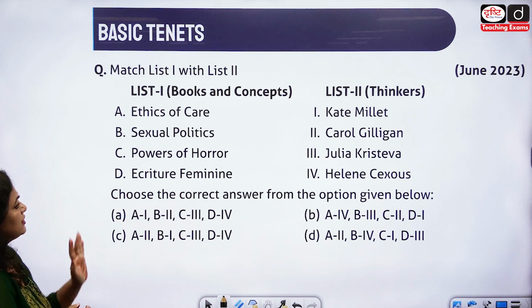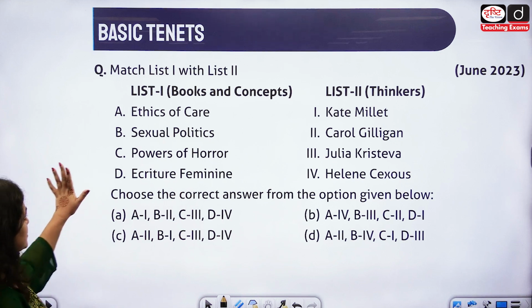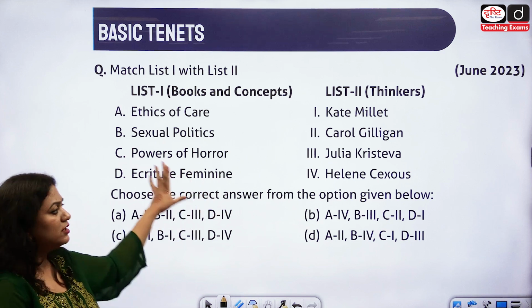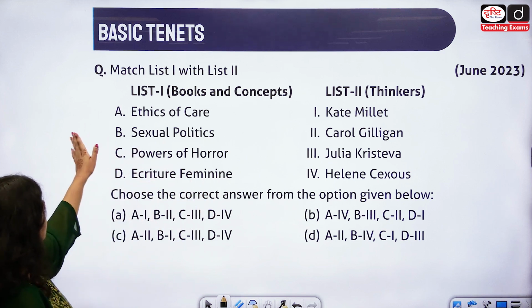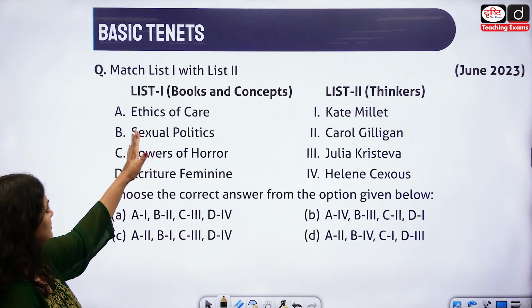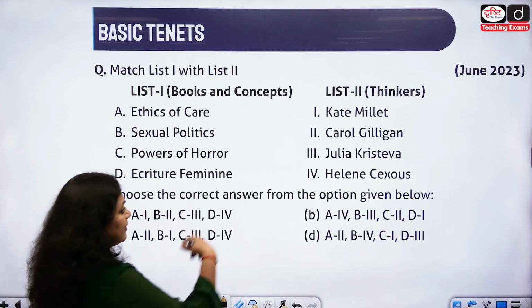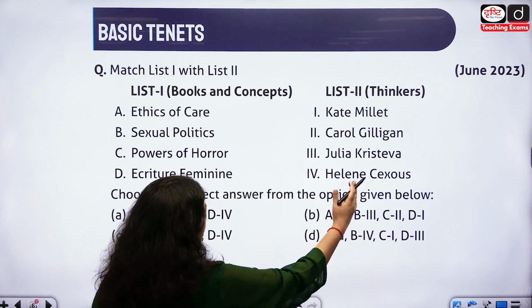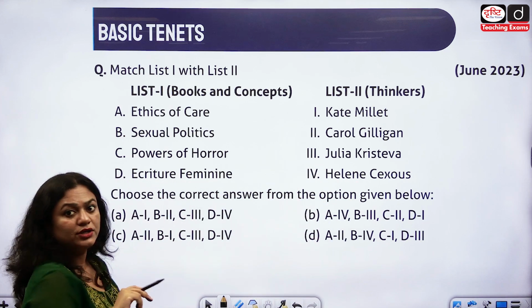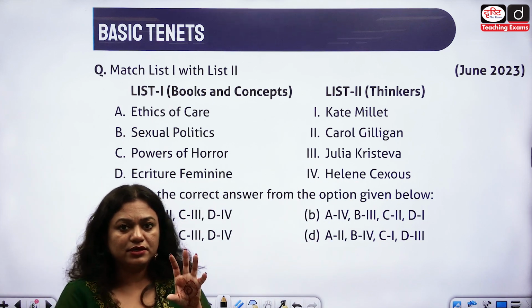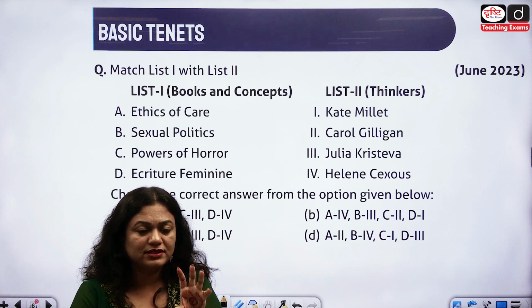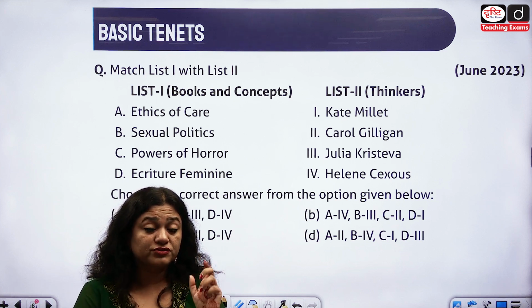Now there is a very important question. This is from feminism. It's clear. List one has the list of books and concepts. On the other hand, list two has the thinkers. So you have to first understand which ones are the books and which ones are the concepts.